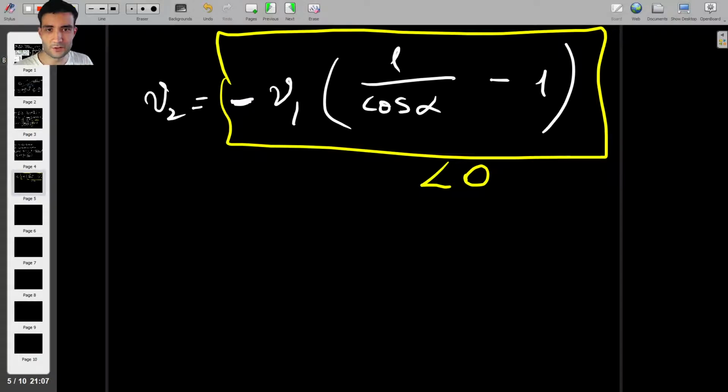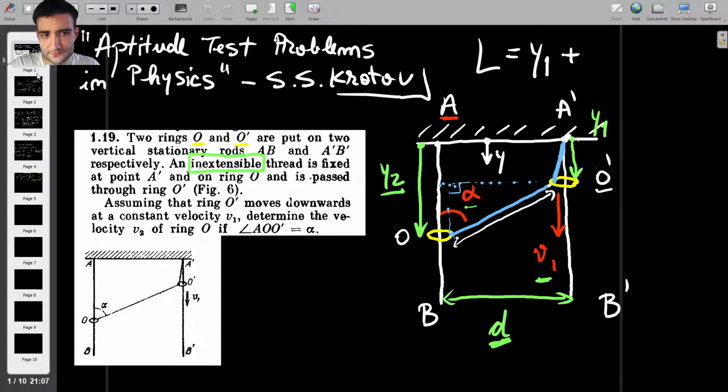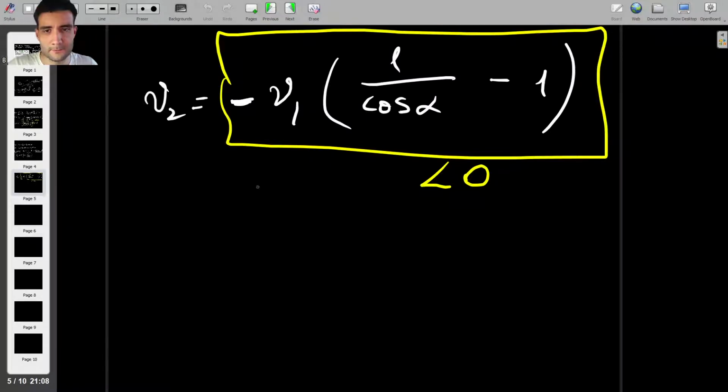and that is given to us by this minus sign here. And the reason why one velocity is going up and the other one goes down, if you want to think about it in a more qualitative manner, is related to the fact that the length of the thread has to be constant. So if one ring goes down, the other one must go up with a velocity which satisfies this expression. And that's the end of the question.